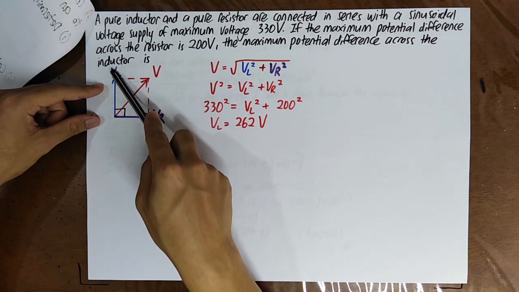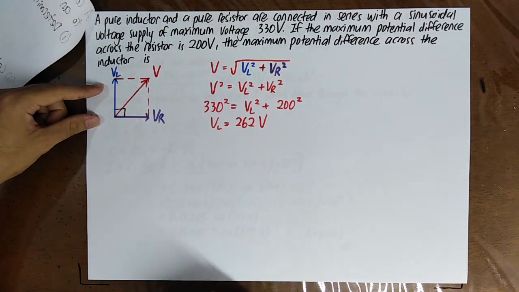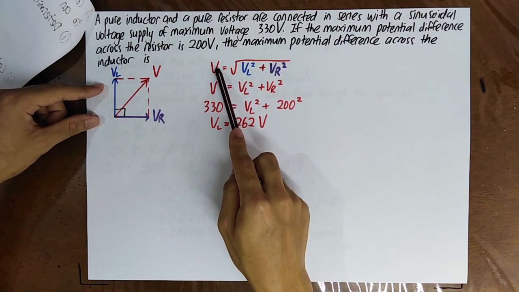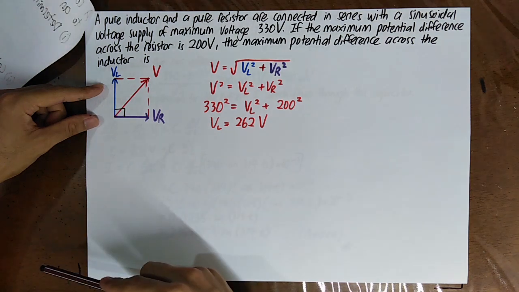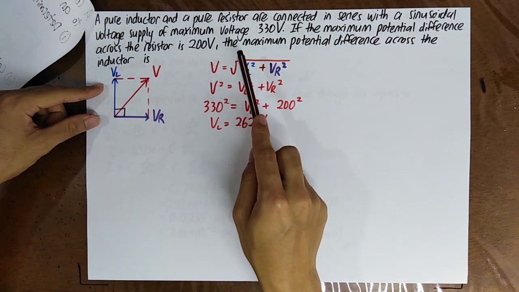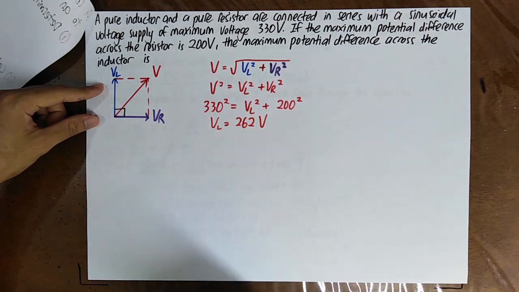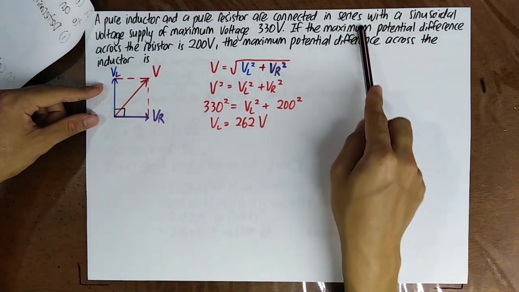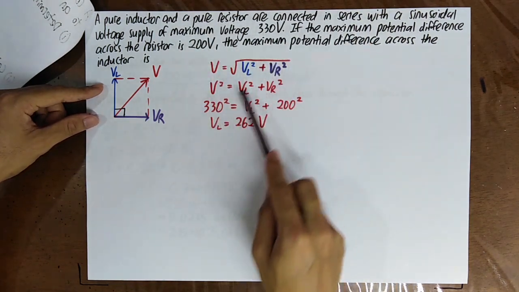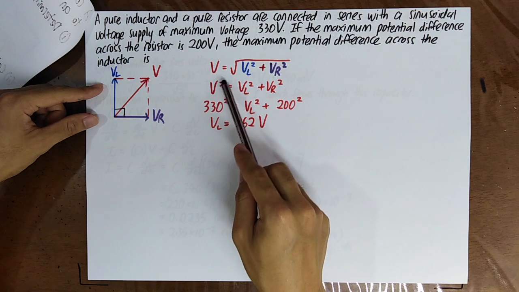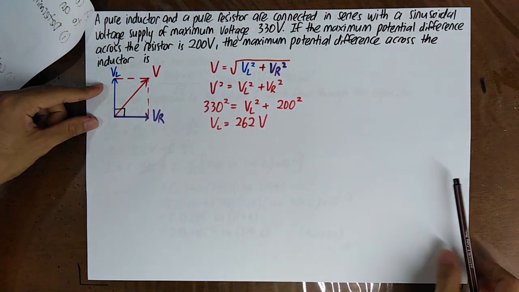V squared equal to VL squared plus VR squared. If this is peak value, this is peak value, and this is peak value. If this is root mean square value, this is root mean square value, and this is also root mean square value. And now they are all referring to the maximum value. Okay, you substitute everything inside, then you can get the answer.